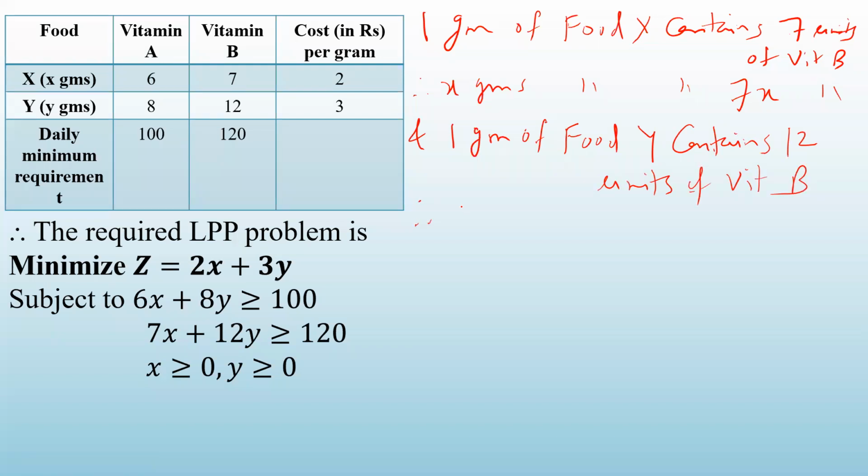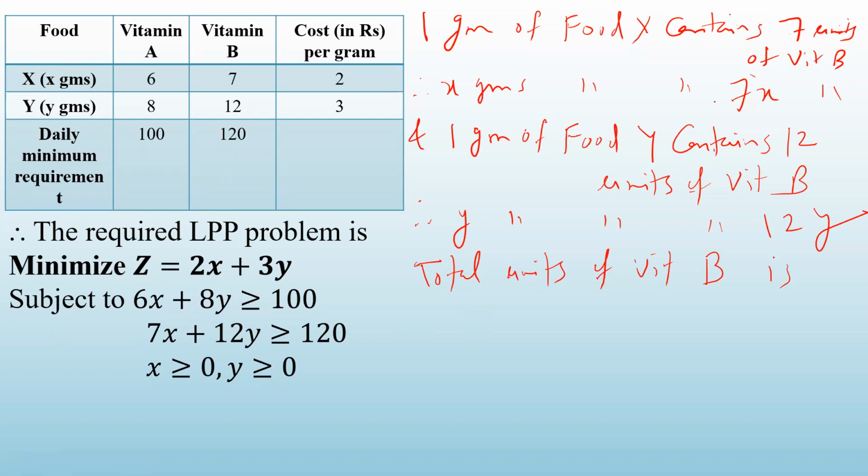But how many grams is he eating? Y grams. So Y grams will contain how many units? 12 into Y. So what is the total vitamin B? The total units of vitamin B after eating X grams of food X and Y grams of food Y is 7X plus 12Y. But what is the minimum requirement of this vitamin B?